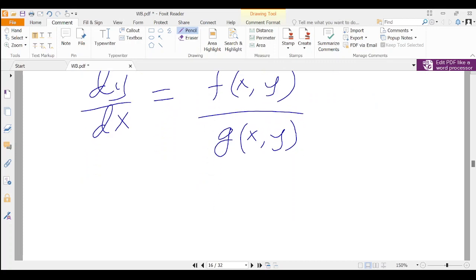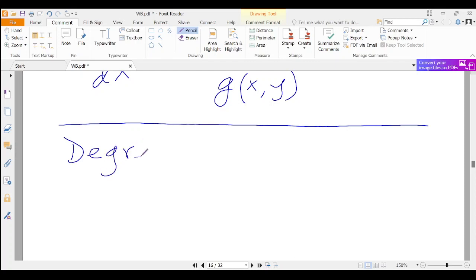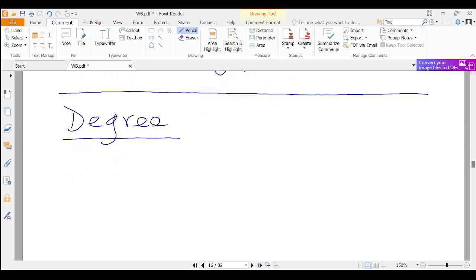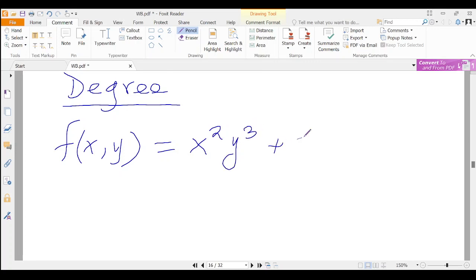degree. So what do I mean by saying that a function is homogeneous? First, before I say what I mean by the function is homogeneous, I want to define the term degree in reference to a function of two variables. If we have a function, say for example, a function of two variables x and y, defined by, say, x squared y cubed plus 3 x y raised to the power of 5, for example.